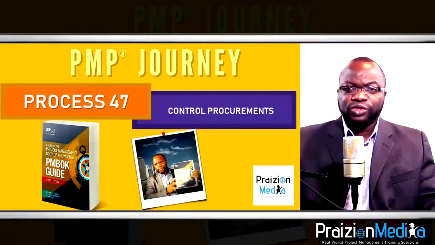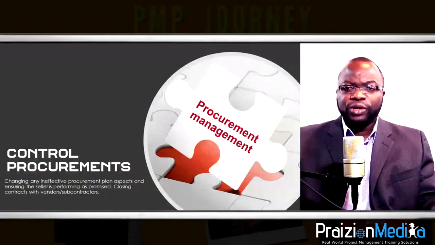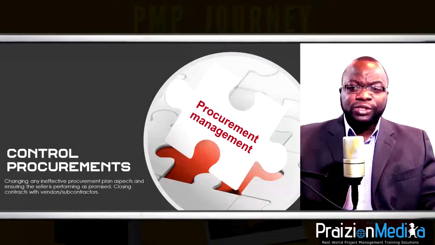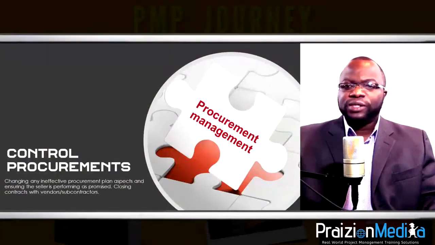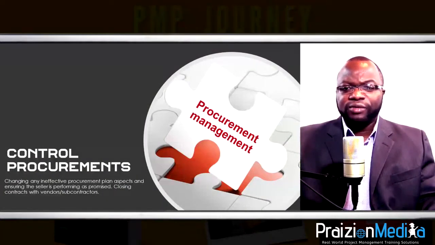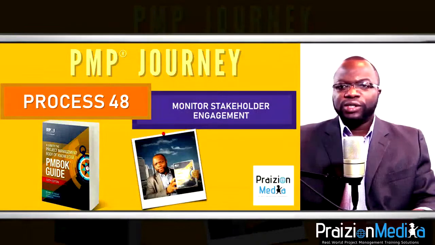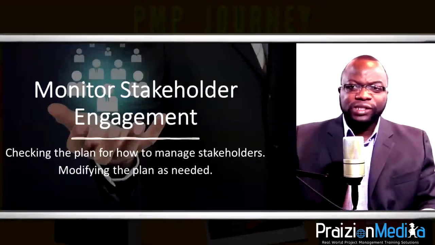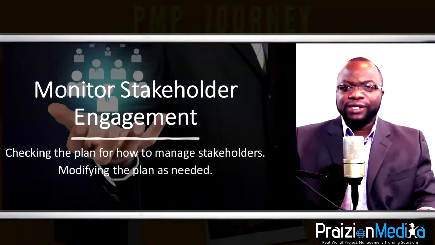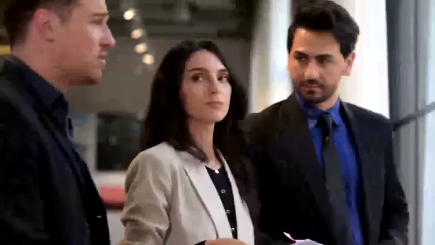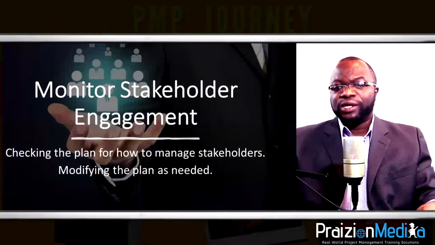Process 47, control procurements. In control procurements, the project manager and the team should be ensuring that the vendor or the subcontractor are doing the right thing, following the plan. And if not, you must make sure that you steer the project in the right direction. Process 48, monitor stakeholder engagement. The project manager and the team should be involved in check-ins to make sure that indeed the stakeholder is as engaged as he or she needs to be. The project manager should make sure that the plan is updated or modified according to real needs.